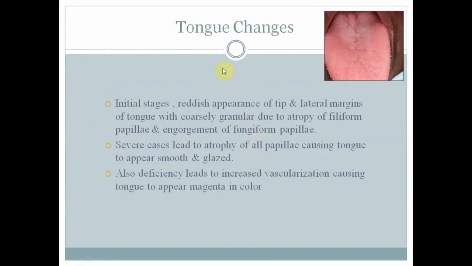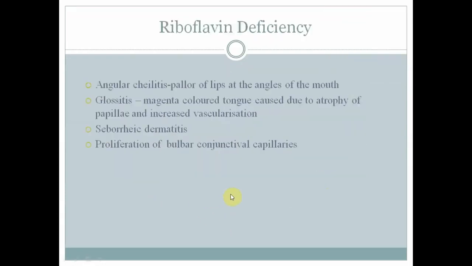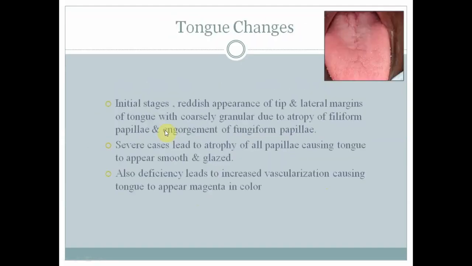There will be tongue changes. In initial stages, there is a reddish appearance of the tip and lateral margins of the tongue, coarsely granular due to atrophy of filiform papillae and engorgement of fungiform papillae. In severe cases, atrophy of all papillae causes the tongue to appear very smooth and glazed. Deficiency also leads to increased vascularization, which causes the tongue to appear magenta in color. So always remember riboflavin deficiency: seborrheic dermatitis and magenta colored tongue.